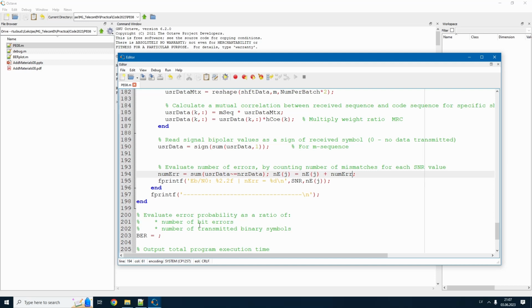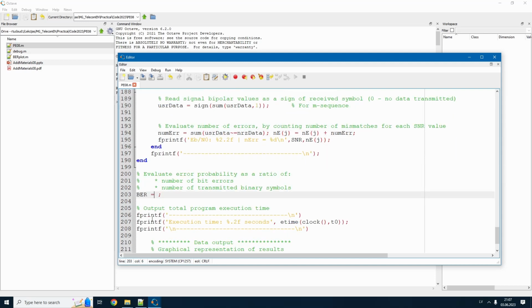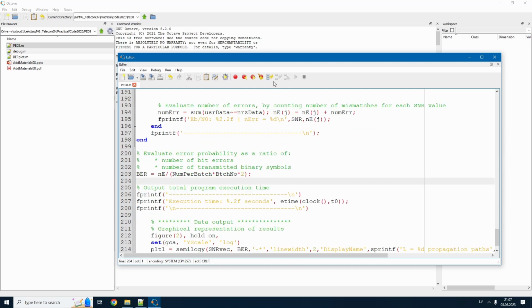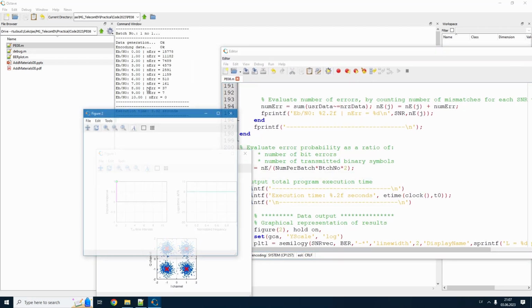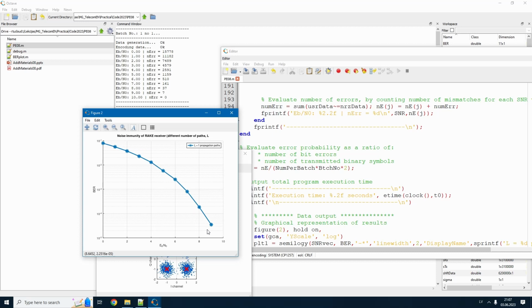Okay, so finally, we estimate the bit error ratio as the ratio of this number of errors to the number of total transmitted bits, which would be the number per batch multiplied by the number of batches, and multiplied by 2 because each of the symbols generated per this interval contains 2 bits. Now that we run the program, it calculates and outputs some results and produces the bit error ratio plot for your selected path.